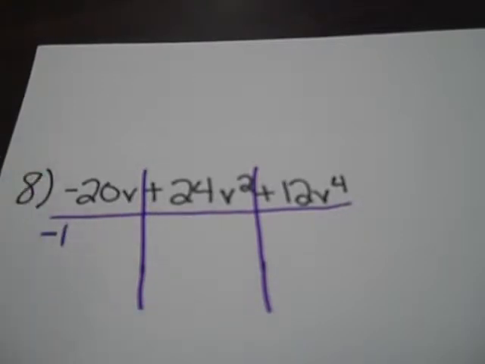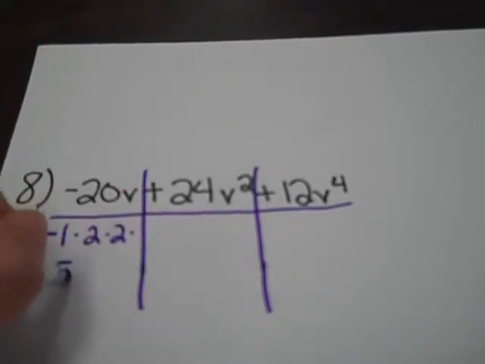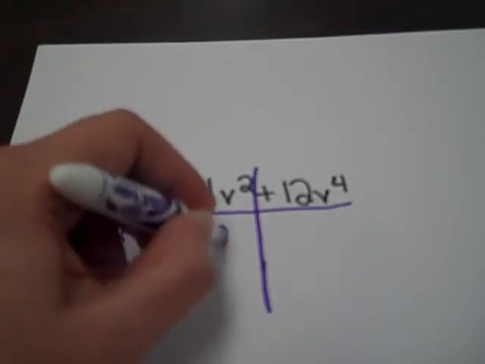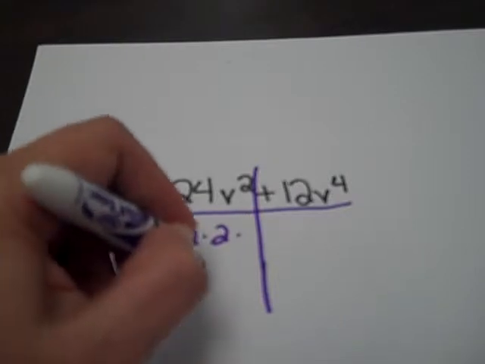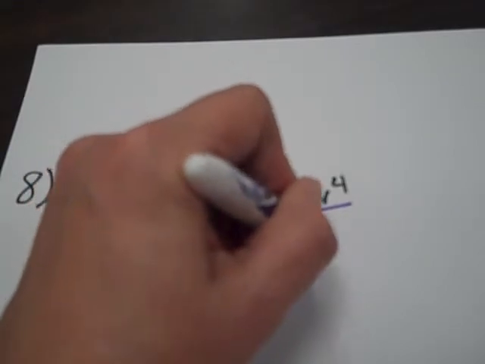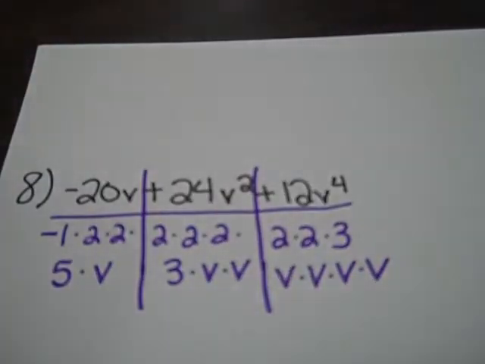20 is negative, so I'm going to start with negative 1. 20 is 2 times 5, then we have that v. 24 is 2 times 2 times 2 times 3. V squared is v times v. 12 is 2 times 2 times 3, and v to the 4th is 4 v's.